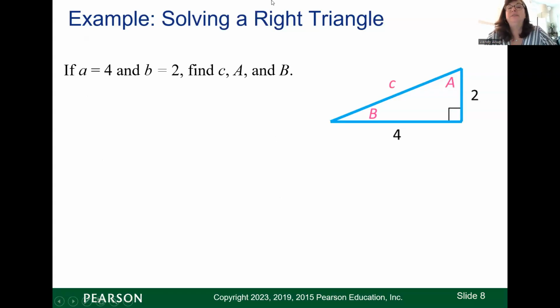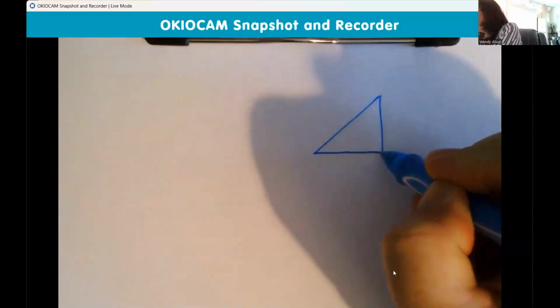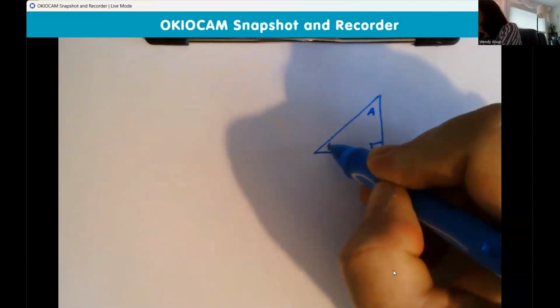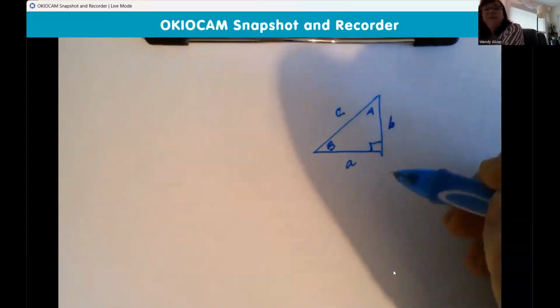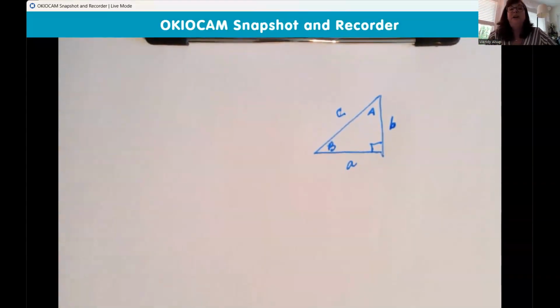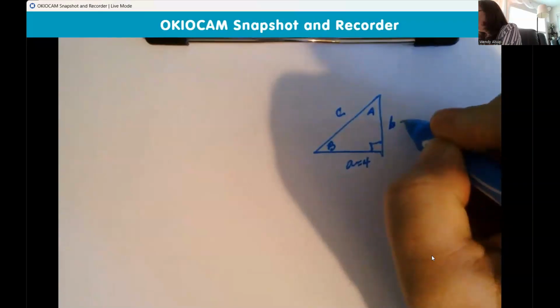All right, now what if we know that a is 4 and b is 2, and we need to find everything else? I'm going to draw this out real quick. So we've got a 90 degree angle here. This is A, and this is B. So this is little b, that's little a, and our hypotenuse is c. On ours, a is 4 and b is 2.